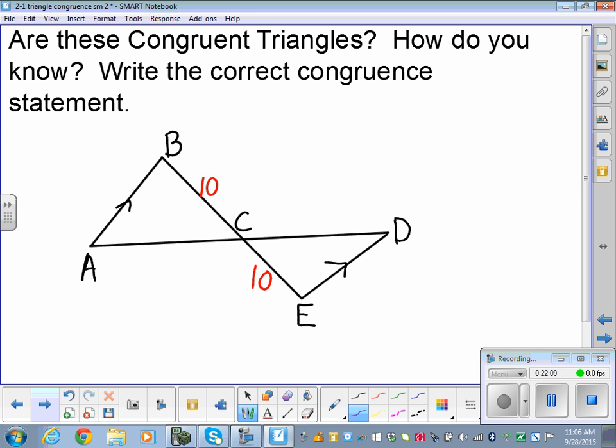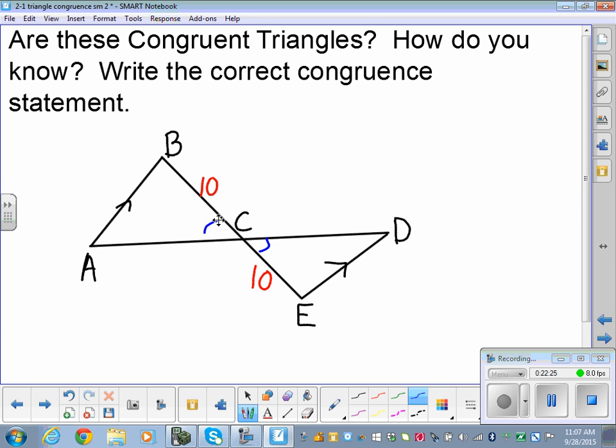Now this one's kind of interesting. Now, Gavin, what do you notice? Gavin knows, because he was able to do this in the last one. What kind of angles do we have right here? Vertical. So these two angles must be the same. Yes. So would that be side, side?